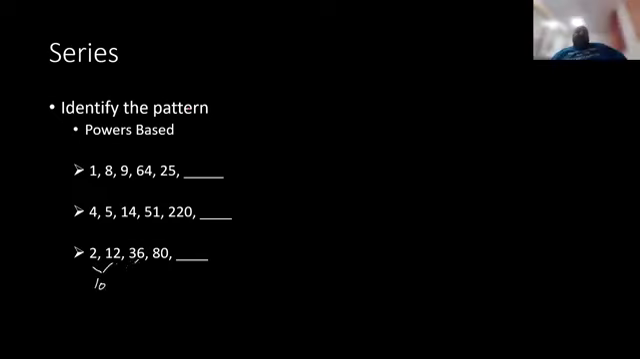If I look at the differences, difference is 10, 24, 54, 14, 30. Does not make sense. 12 I know is 8 plus 4, which is 2 cube plus 2 squared. 2 therefore could be 1 cube plus 1 squared. 36 is 3 cube plus 3 squared. 80 therefore will be 4 cube plus 4 squared. And therefore finally 5 cube plus 5 squared. 150 would be the answer.